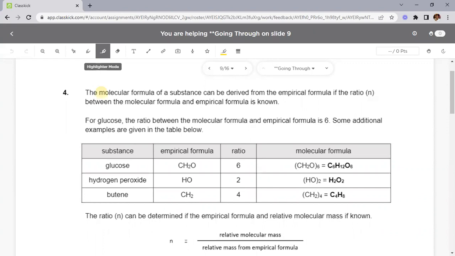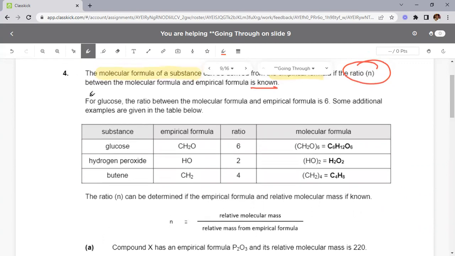So the molecular formula of a substance can be derived from its empirical formula if the ratio n is known. The ratio n tells you how many times the empirical formula gives you the molecular formula. If I look at glucose, I know the empirical formula is CH2O. The ratio, which is n, I know is 6. So if I multiply the whole thing by 6, I get C6H12O6. This is the molecular formula of glucose.